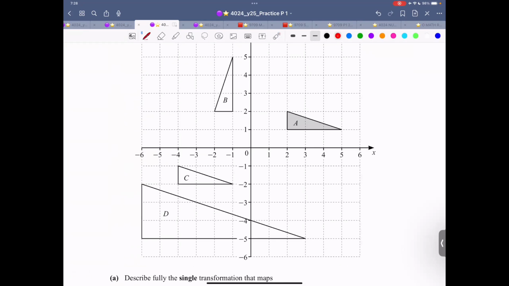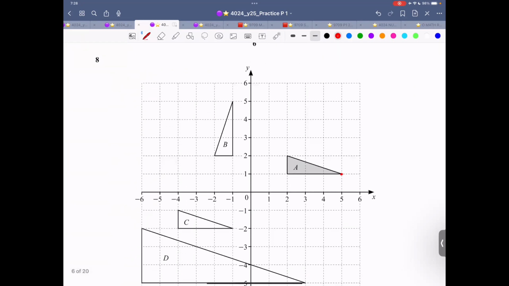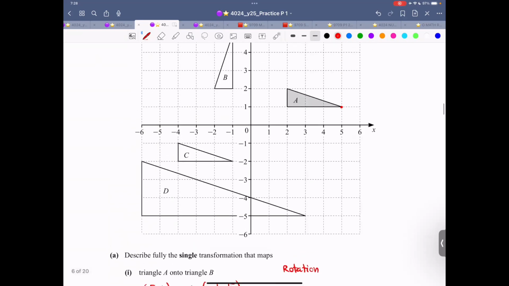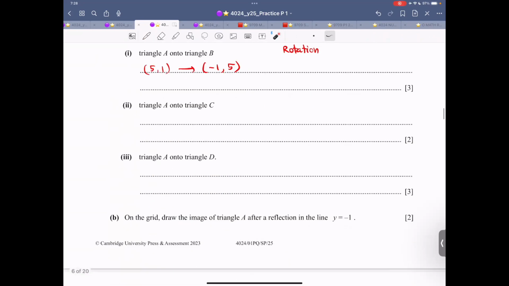So let me look at the nose. The most pointed one, that's the nose. This is 5, 1. And this nose is minus 1, 5. The coordinates are simply flipping. So 5, 1 becoming minus 1, 5. First of all, it's a rotation because the height becomes the base, the base becomes the height. And it's 90 degrees anti-clockwise.